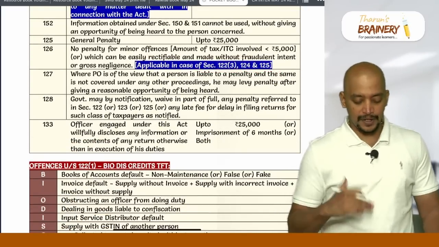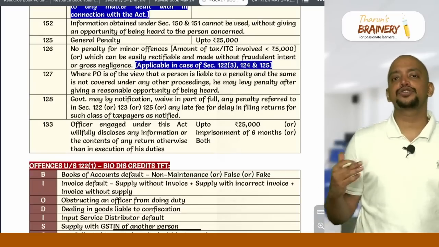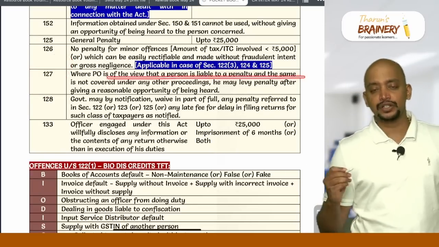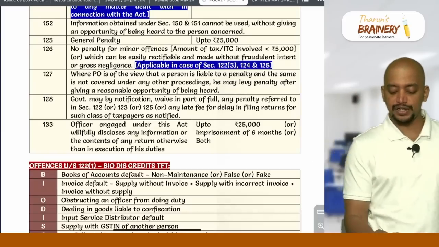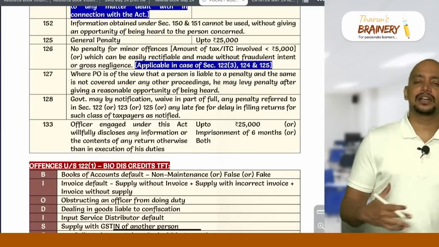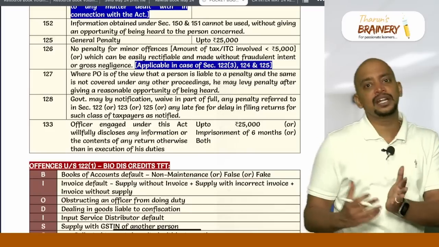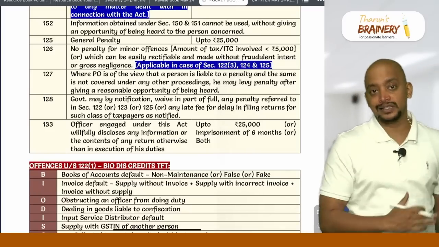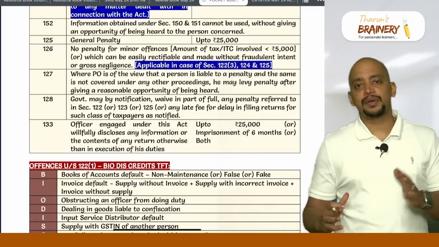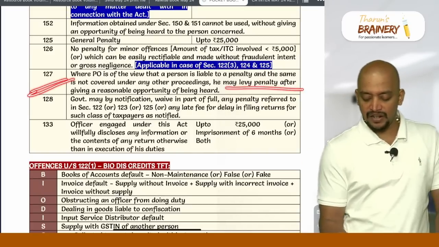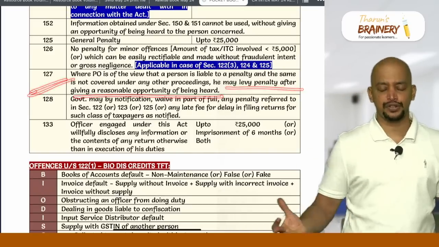Then 127, only for levying penalty a notice is to be given, and that notice will be given under 127, where the proper officer is of the view that the person is liable to pay penalty and the same is not covered under any of the other proceedings. So suppose if there is a demand and recovery, they will anyhow be giving an order. And if there is an assessment order, the order is already there. Apart from that, just to recover the penalty, how the notice and order can be passed, that is under section 127. He may levy penalty after giving a reasonable opportunity of being heard.